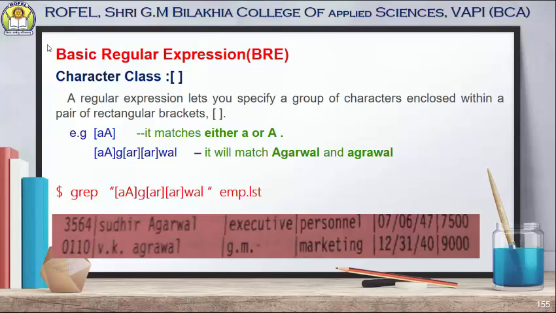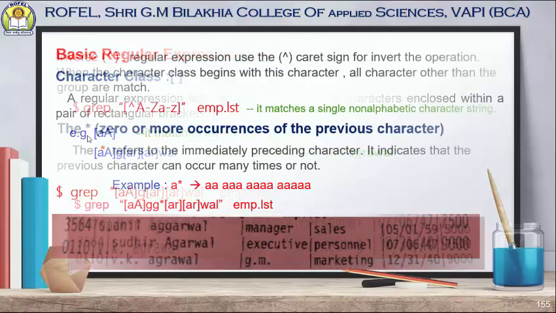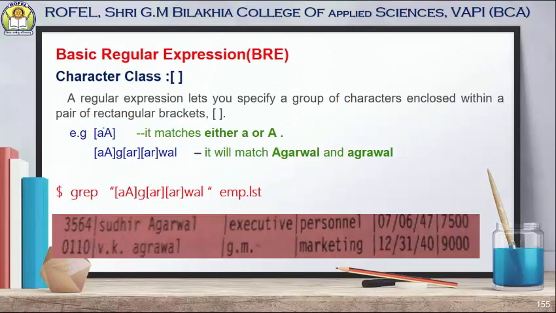In square brackets, you can write a group of characters, but it will match a single character at a time. It is a kind of regular expression which specifies a group of characters enclosed within a pair of square brackets. You can write multiple characters like small a, capital A. What is the meaning of that? If I write small a and capital A in this square bracket, it will match either a small a or a capital A.